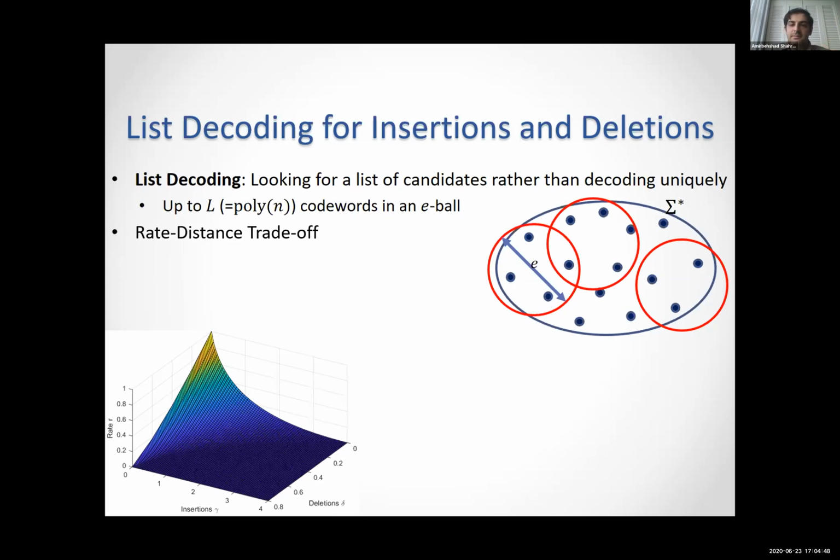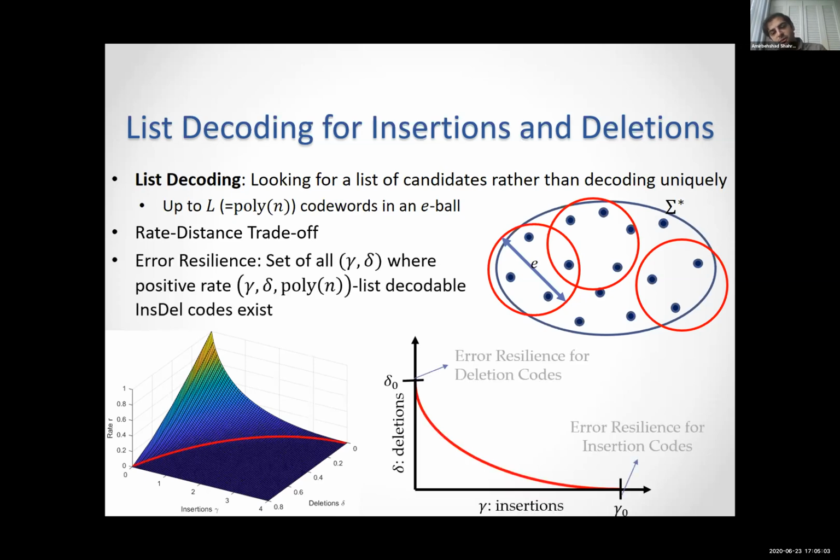Now, in this work, in an attempt to address this problem, we started thinking about the error resilience. Now, in the general setting of error correcting codes, error resilience would be the largest fraction of errors that you can correct from. Here, it would really translate into where this plot would hit the floor. Basically we're asking the question of what is the set of all gamma and deltas where you have positive rate insertion deletion codes that are list decodable from delta deletions and gamma insertions. And in general, we are interested in cases where the list size is only polynomially long in terms of n.